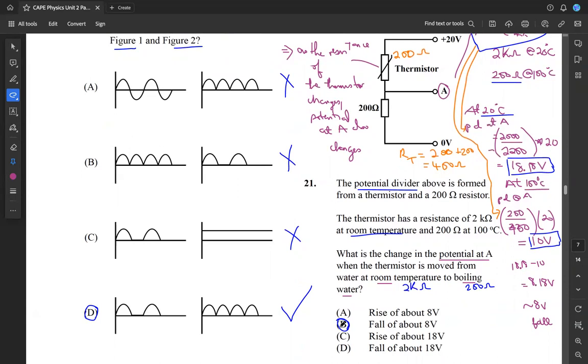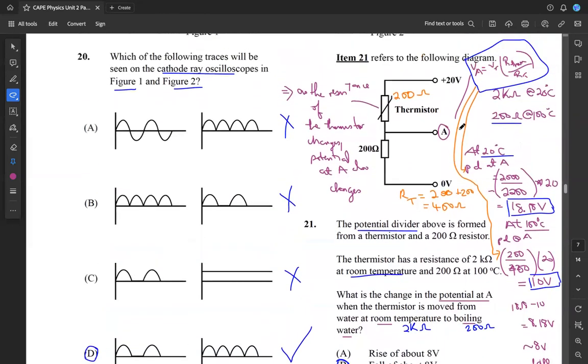So again, whenever you see a potential divider circuit, just immediately think in your head, okay, what's the formula that I have to use, right? And that's that the potential at a point is going to be equal to the total voltage coming in times the resistance of the section that you're concerned about over the total resistance in the circuit, okay? So that's what this is.